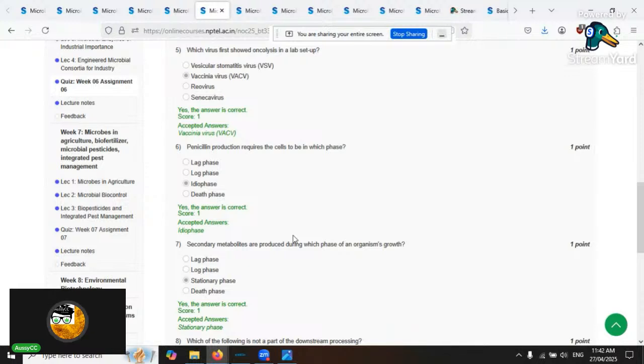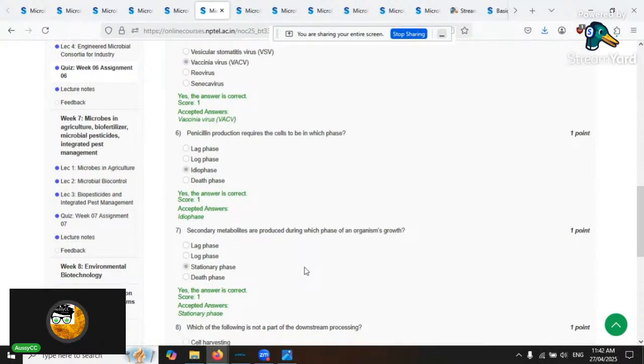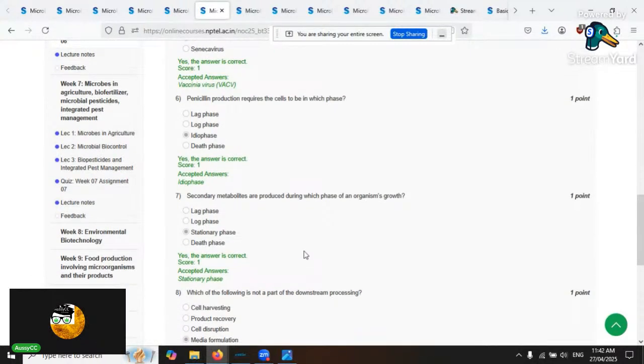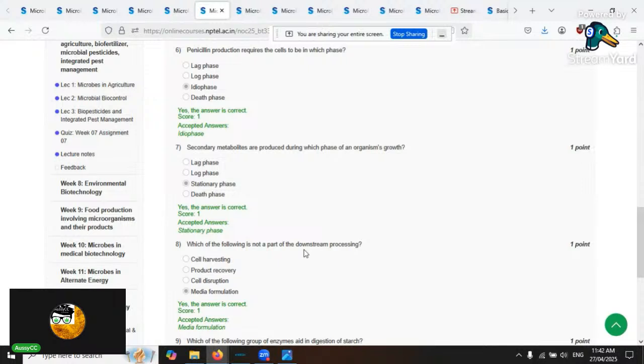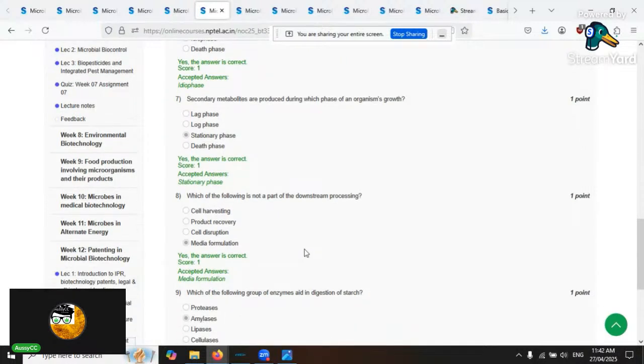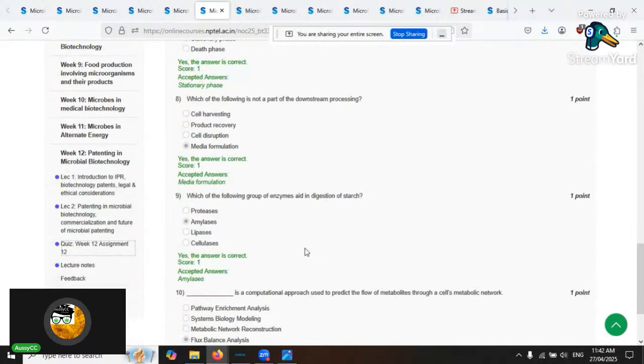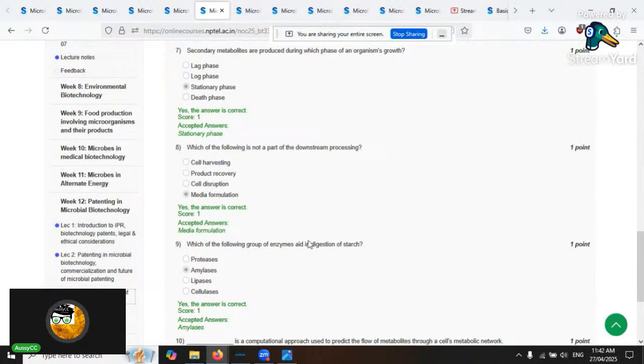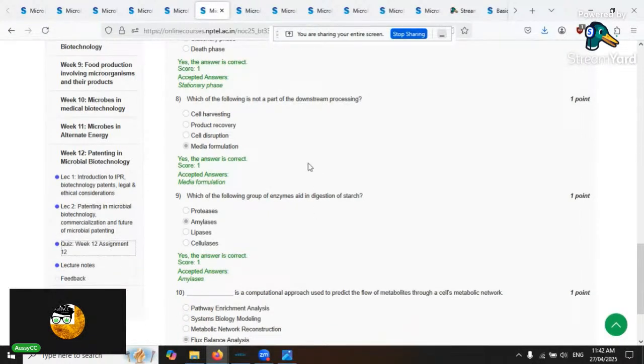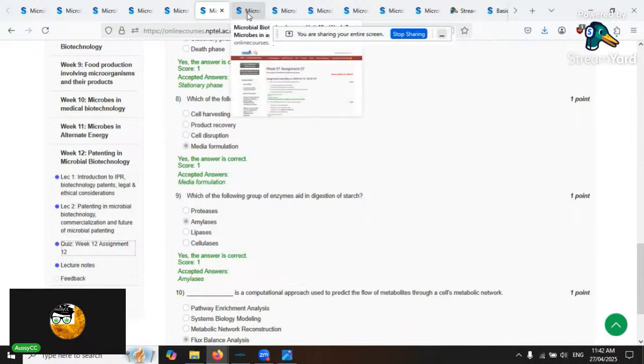Which of the following is not a part of downstream processing? Media formulation. Which of the following group of enzymes aid in digestion of starch? Amylases. Something is a computational approach used to predict the flow of metabolites through a cell's metabolic network. The flux balance analysis.